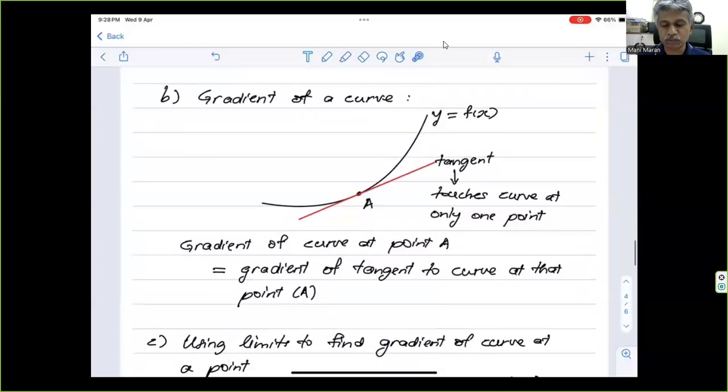But when someone asks you to find the gradient of a curve, we know that the gradient of the curve is not the same everywhere. It is changing. The slope is changing. So they must tell you at which point they want the gradient. And what is the meaning of gradient at one particular point? Actually, we're looking at the gradient of the tangent at that point. It doesn't matter where the point is. Assuming this point A is given, if you draw a tangent, the gradient of the tangent will be the gradient of the curve at point A.